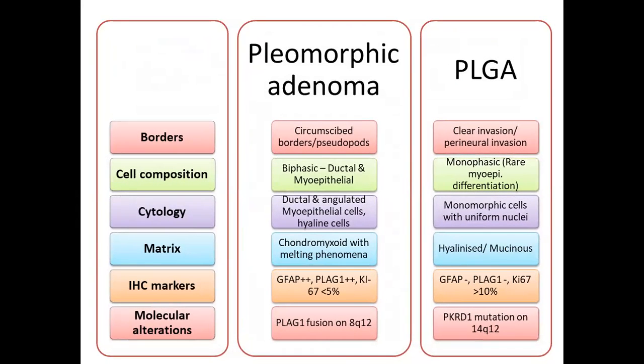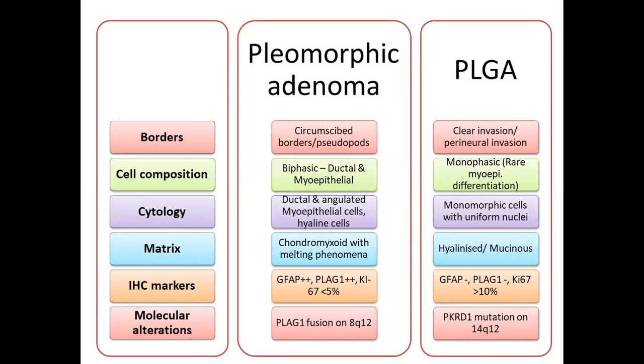Now, there are two major entities which need to be differentiated from PLGA. One is pleomorphic adenoma, in which the borders are well circumscribed, however pseudopods or pseudoinfiltrations can be there, whereas in cases of PLGA there is clear-cut neural invasion. When we see the cellular composition of pleomorphic adenoma, it is usually biphasic, with both ductal and myoepithelial components. However, in cases of PLGA, it is monophasic. Rarely it shows myoepithelial differentiation.